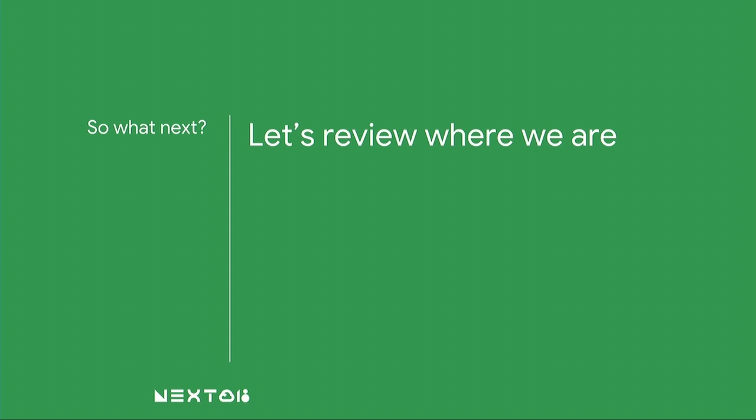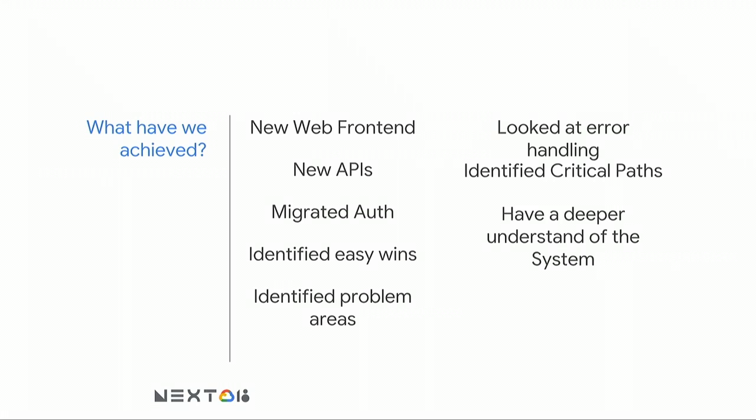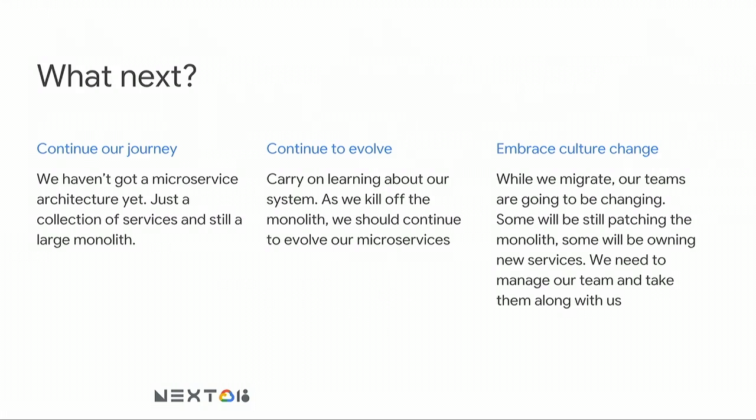So let's review where we are. What have we achieved with our monolithic application that we started with, the one that only had a load balancer and one instance and a data store? We added a new web front UI. We added a bunch of new APIs and migrated something difficult like auth into a microservice. We identified a bunch of easy wins with the edge capabilities and identified the difficult ones with the sticky capabilities. We also looked at error handling and identified what critical paths are. And right now, we have a deeper understanding of what the system is. Hopefully.